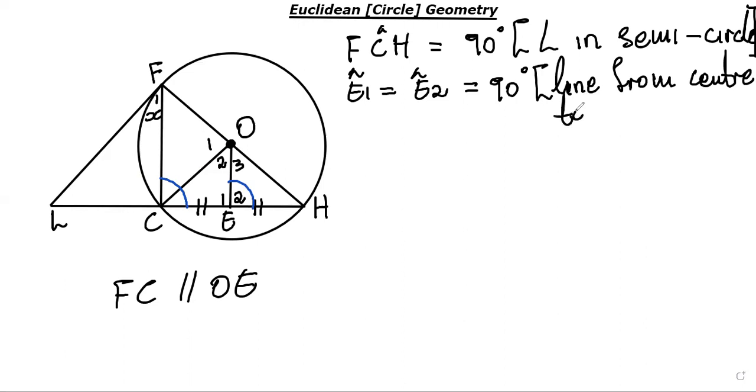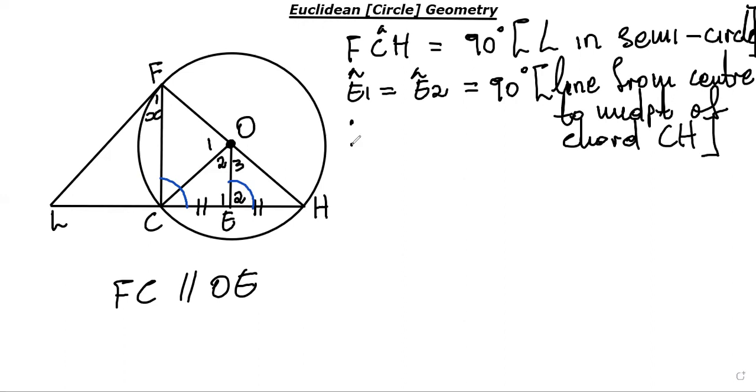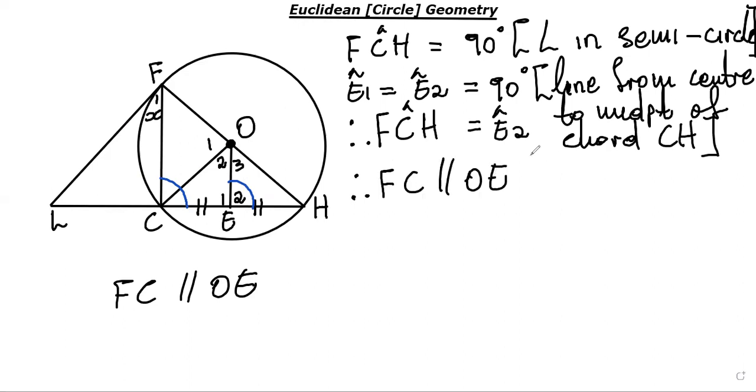to midpoint of a chord. Well, you can specify if you like. You can say of chord CH. So then we can conclude and say, well, therefore, angle FCH is equal to angle E2. So we have shown that this angle is equal to that angle. So the conclusion we can draw is, therefore, FC is parallel to OE.